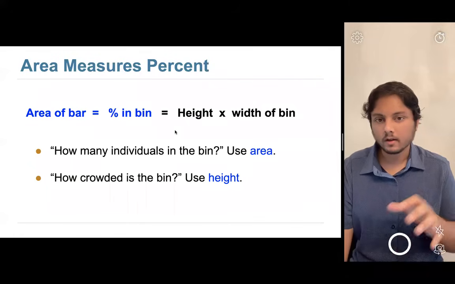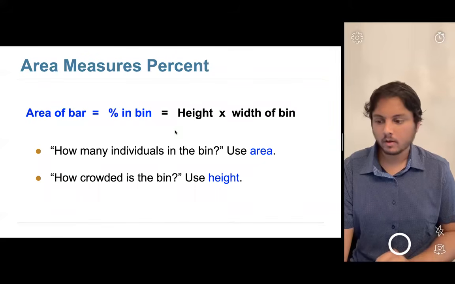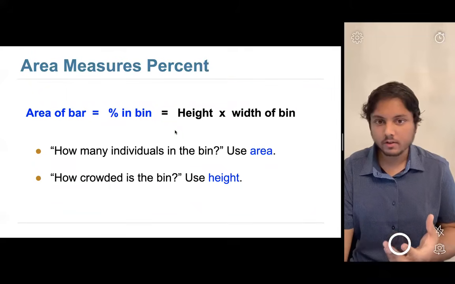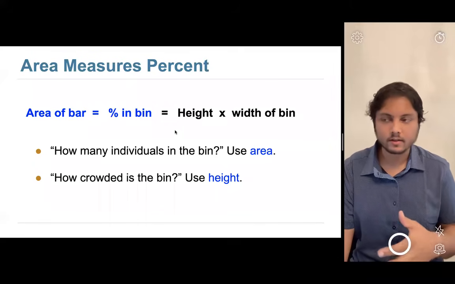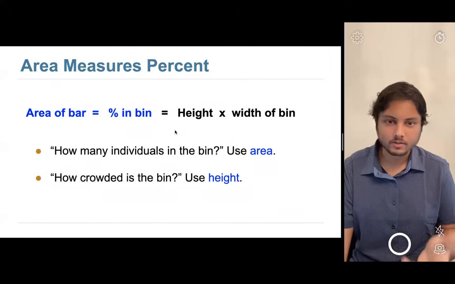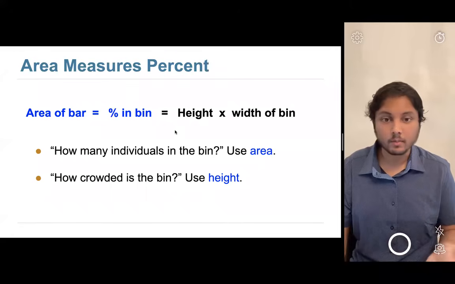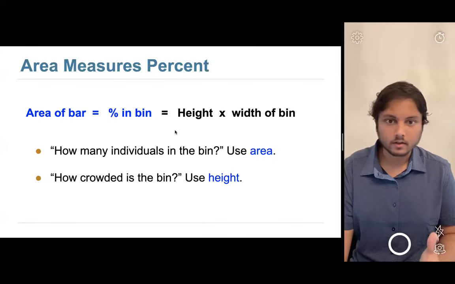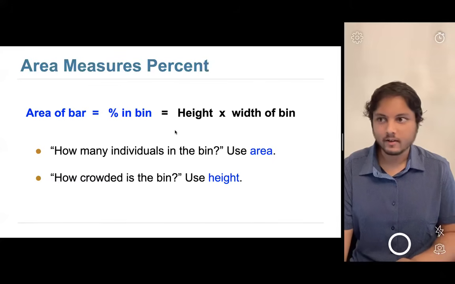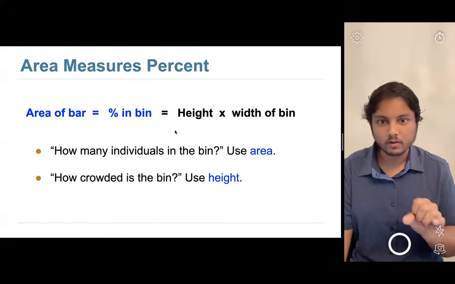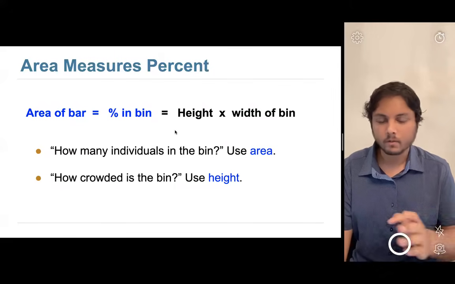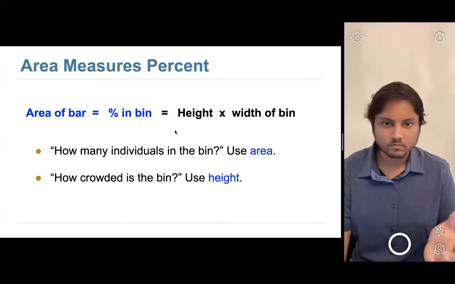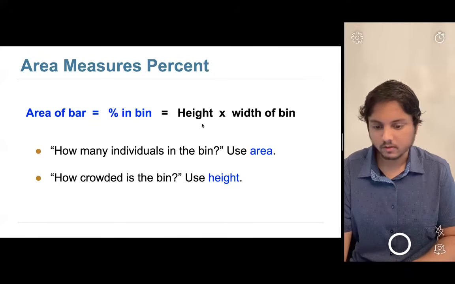Basically, in histograms, the area of the bar is always the percentage in the bin, and that equals height times the width of the bin. If you want to know how many individuals there are in a bin, you use the area. That tells you what percent of all the data is in the bin, which is pretty much the same as how many people there are. Whereas if you want to know how crowded the bin is, that's when you use height. Height is saying there's a lot of data within some small unit of space for that part of the bin, as opposed to other bins. So again, it's crowdedness versus just number of individuals. That's the main difference there.